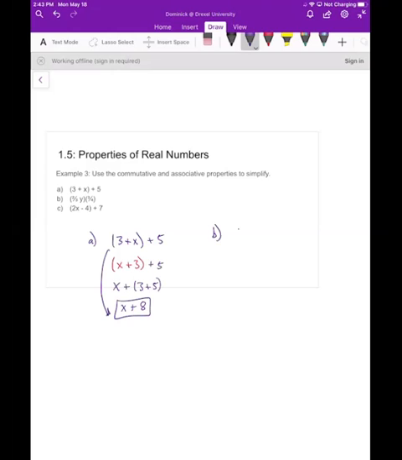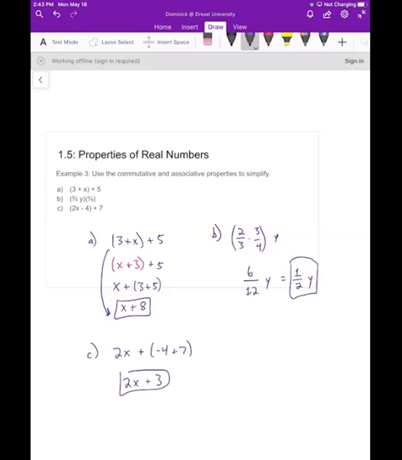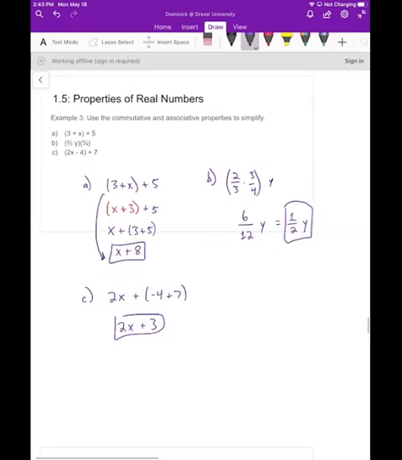Just like in part B, you're really going to multiply those two fractions together, and whatever that comes out to be, you'll then multiply by y. So this will be a 6 over 12 times y, which is just 1/2 times y. Okay, and then last but not least, in part C, you would group the -4 and the 7 together, and you get a 2x plus 3. Okay, so that's sort of what's going on there.